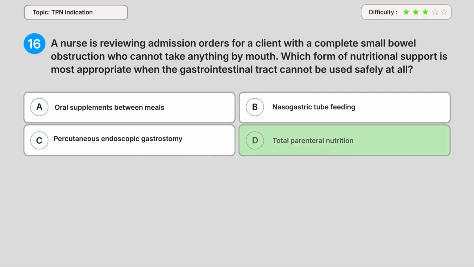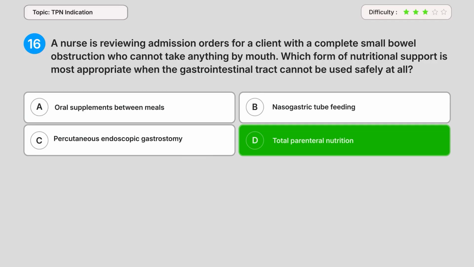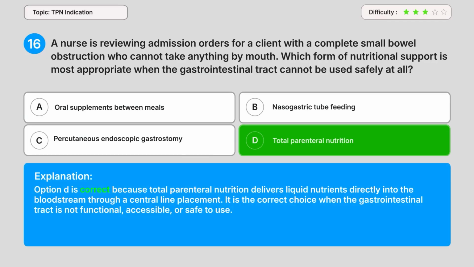Correct answer, D, total parenteral nutrition. Explanation: option D is correct because total parenteral nutrition delivers liquid nutrients directly into the bloodstream through a central line placement. It is the correct choice when the gastrointestinal tract is not functional, accessible, or safe to use.